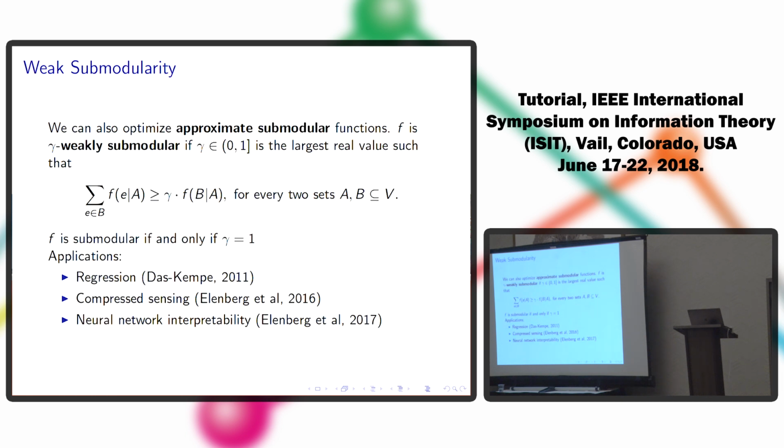People have also looked at generalizations of submodularity to any set function. You can say how close my set function is to a submodular function, and this is usually defined through gamma weak submodularity. This determines how the greedy algorithm is going to work. If gamma is equal to 1, then it is submodular, but gamma can be any number between 0 and 1, and based on that number, you can get approximation guarantees. It has a lot of interesting applications in regression, compressed sensing, even recently neural network interpretation.